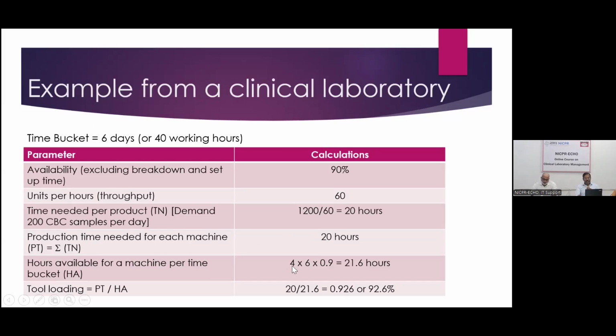So 4 hours per day multiplied by 6 days multiplied by 90% is 21.6 hours. So the total loading, the operation level, we are operating at a level of 92.6%. Here 200 CBC samples per day, and for 6 days, it comes out to be 1200. So this is about calculations, and this is an important calculation because this will be used in our next exercise.